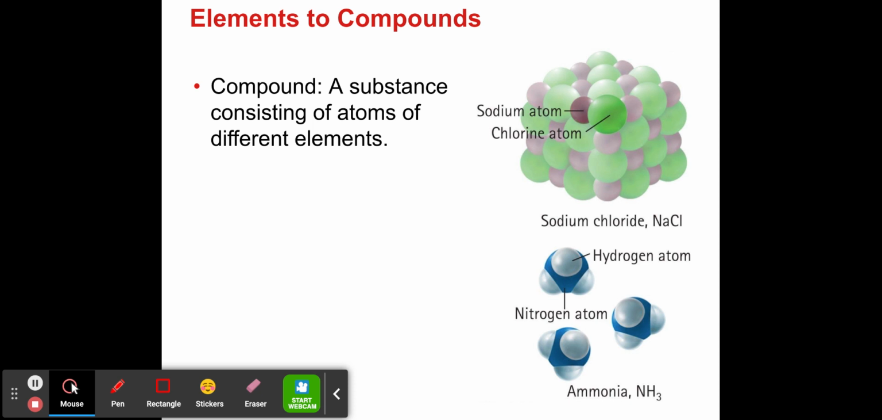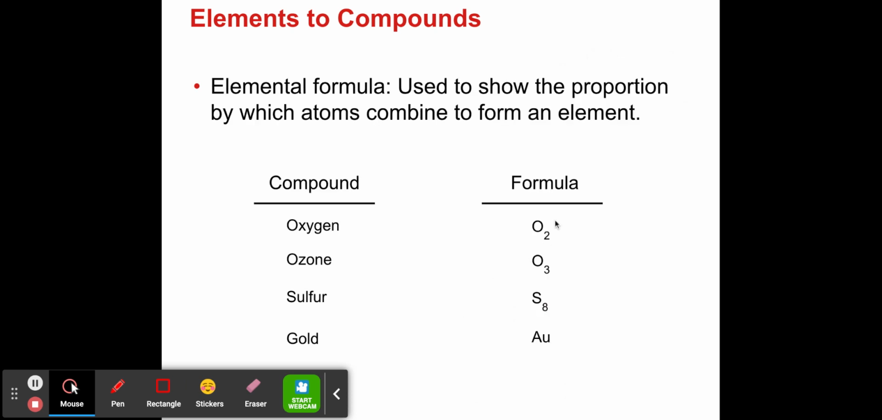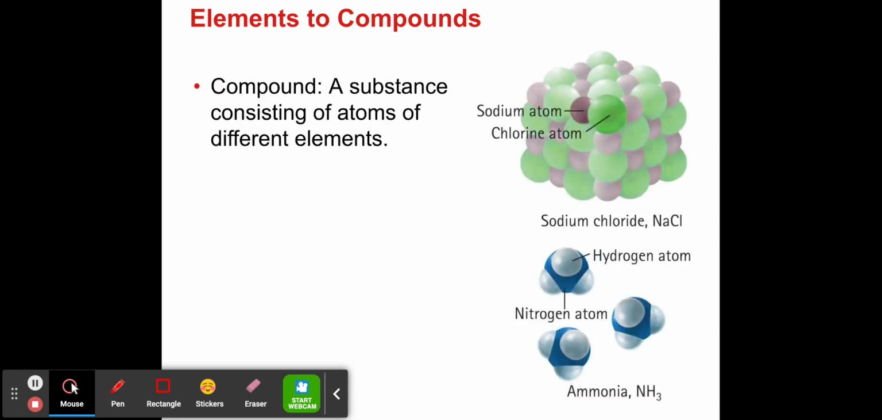Okay. So now let's talk about compounds, right? What are compounds? A compound is just a substance that consists of atoms of different elements, okay? So if you go back to the previous slide, you will realize that these are atoms of the same element that combine to form that element, okay? But in a compound, we have a substance consisting of atoms of different elements.